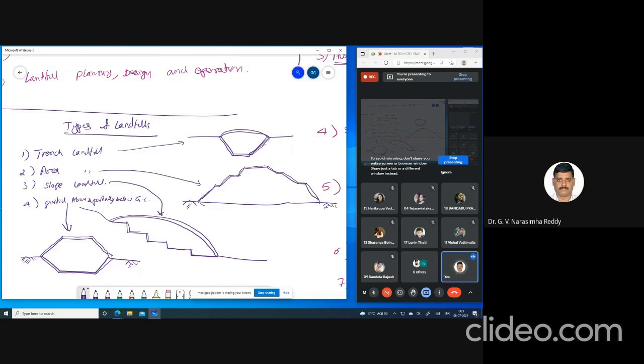Just see, when we are saying advantage or disadvantage, you have to compare with the other methods. So these are, let us say, four methods which I am saying. You first discard the fourth. Now you focus on, let's say, the first and second, the trench landfill and area landfill. Now if you compare these two, can you highlight some of the advantages and disadvantages?